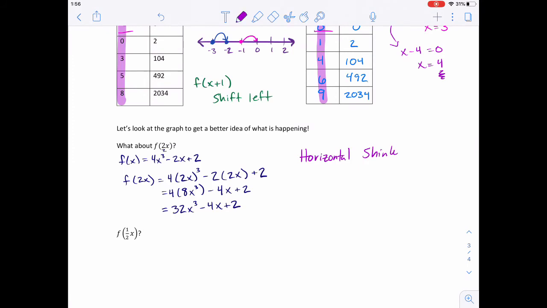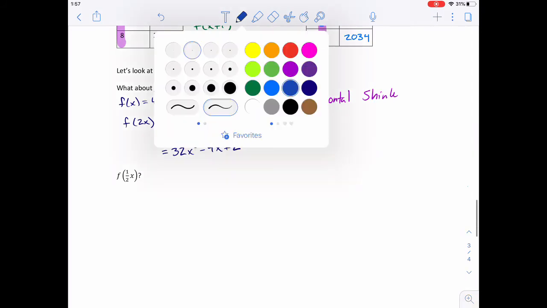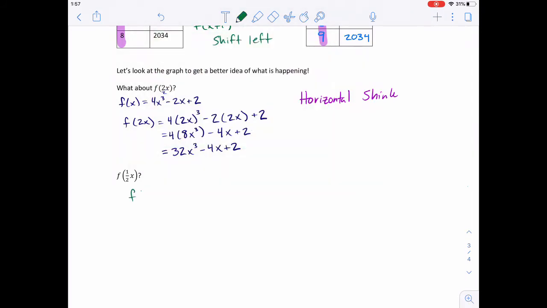And so what if we put a 1/2, so a number less than 1, on the inside? So if we do f of 1/2 x, we're going to replace all of our x's with 1/2 x. So we do this, we can simplify that. That's 4 times 1/8 x cubed minus, this is going to give us 1x. And so we're going to end up with 4/8, or 1/2 x cubed minus x plus 2.